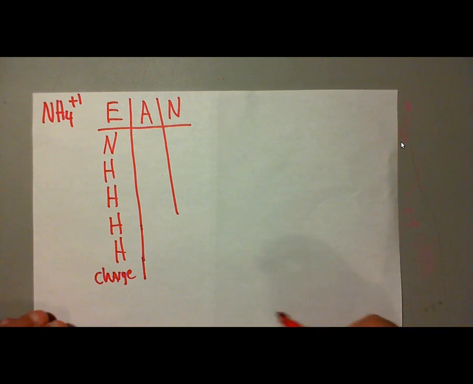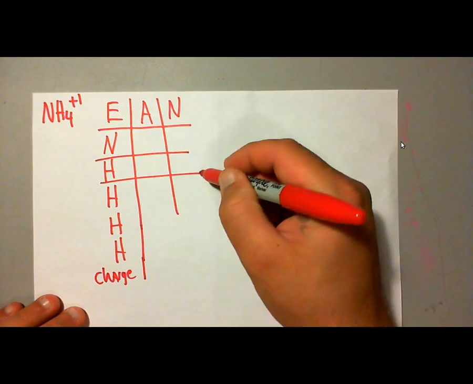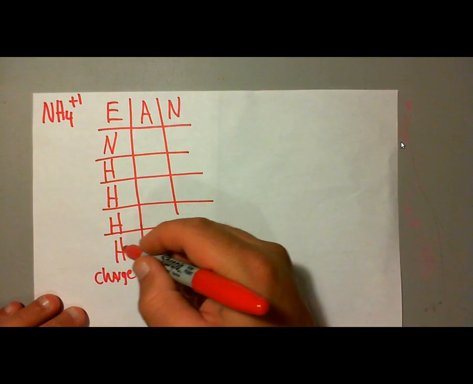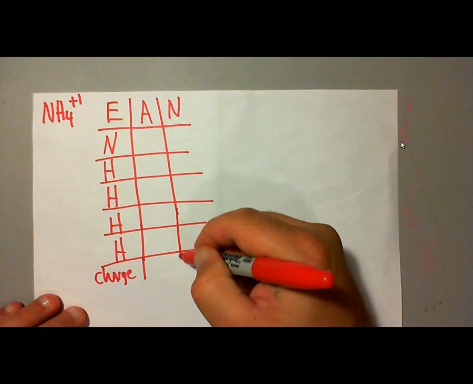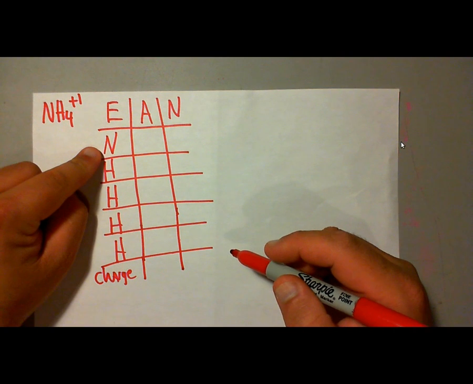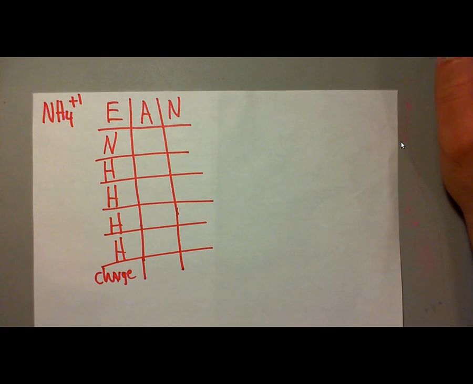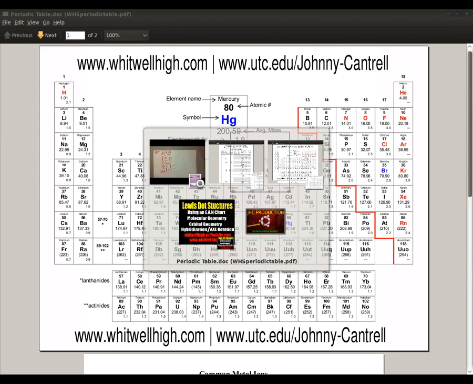Okay, now go ahead and draw your grids. Now let's get the numbers. Now, nitrogen has 5 valence electrons. So let me show you how I know that. I can show you on the periodic table. Let me pull it up real quick.